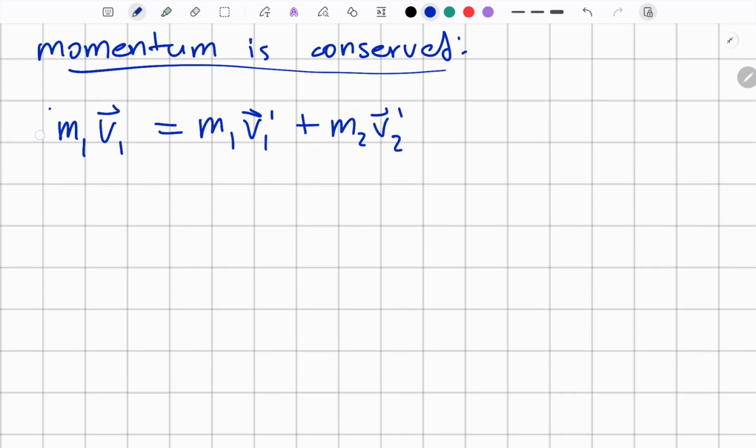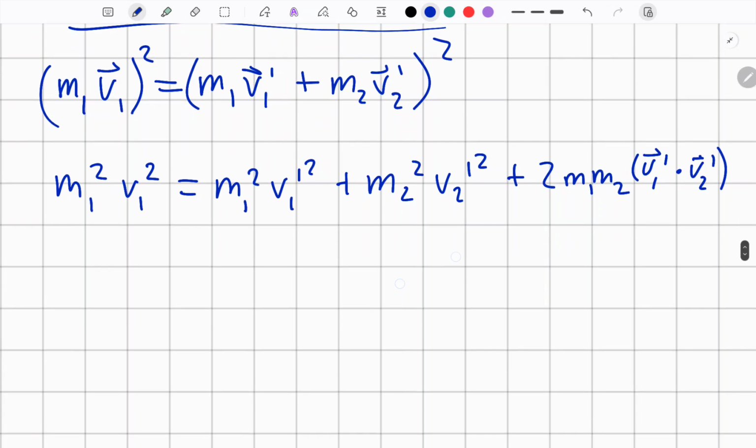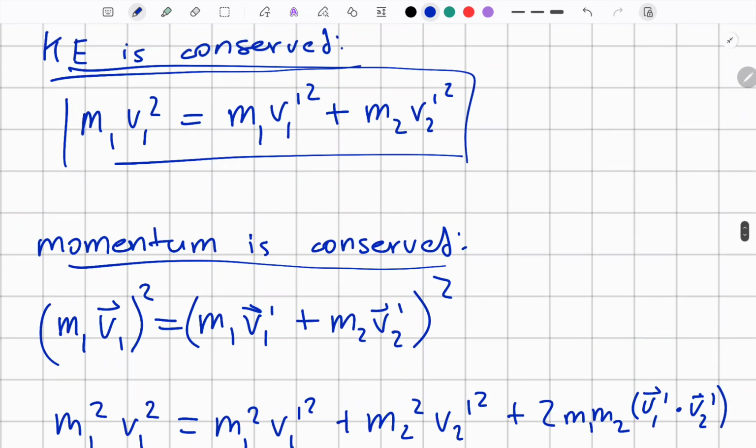Now what we can do with this whole expression is go ahead and square both sides. We'll end up with m1 squared v1 squared equals m1 squared v1 prime squared plus m2 squared v2 prime squared plus 2 m1 m2. And then because these are vectors that we're going to multiply, if you were to FOIL this out or whatever method you have for squaring this binomial, we're going to end up with v1 prime dot v2 prime. So we have some similarities here.